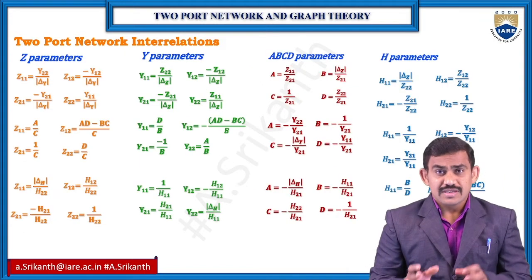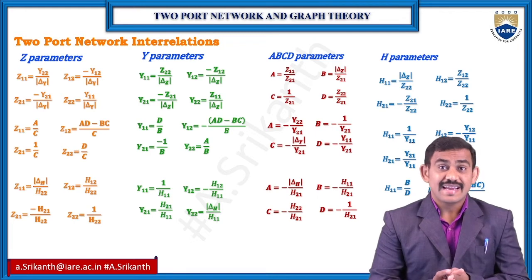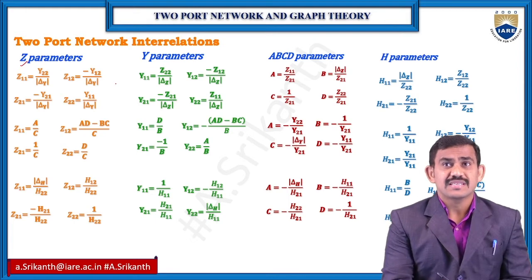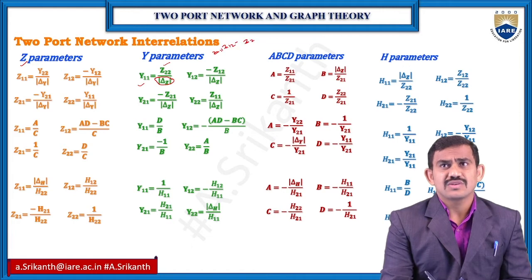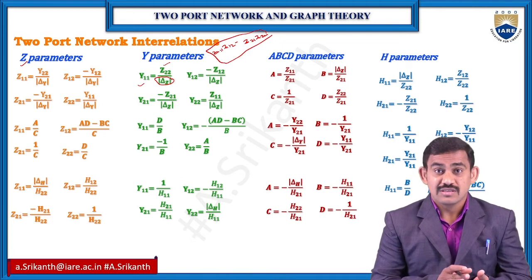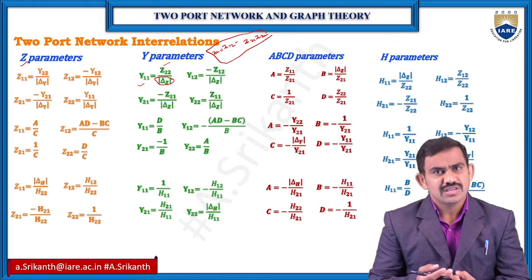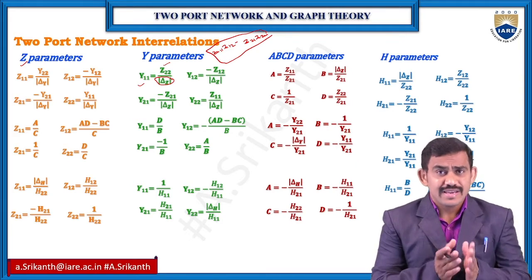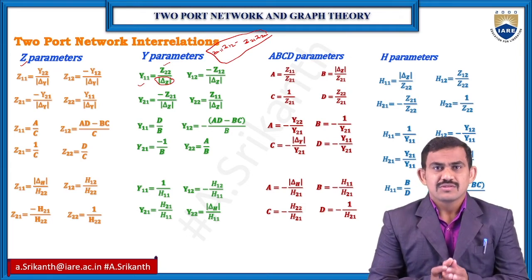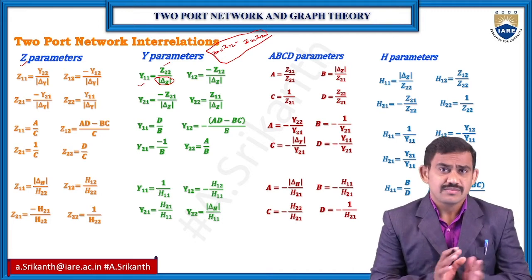And coming to relationships, if I know one parameter, I can find the remaining parameters. So here I have Z parameters. If I know the Z parameters, I need to find the Y parameters. This is a formula: Z22 by del Z. Here del means Z11 Z22 minus Z12 Z21. If you want to remember, you can remember, otherwise you can use the logic. Just compare those equations and find the values, no problem. If you know one parameter, you can find the remaining parameters also. Okay, so these are the relationships of those two-port parameters.